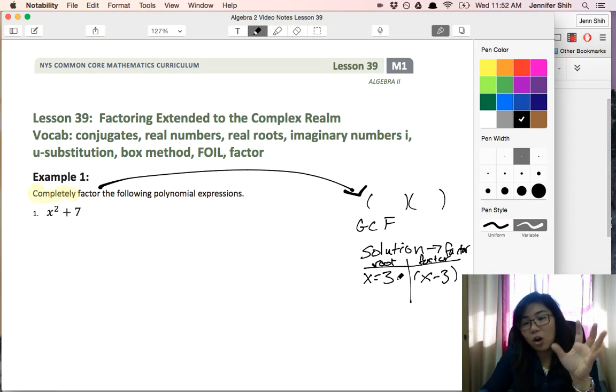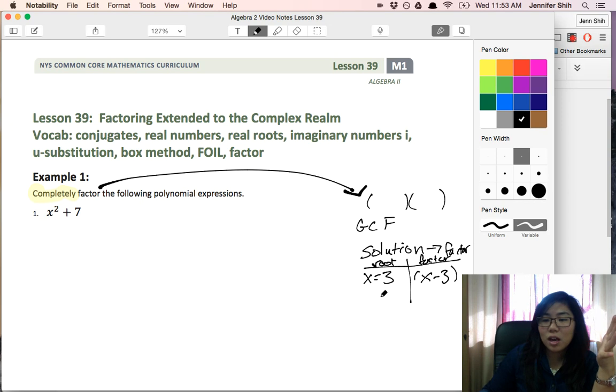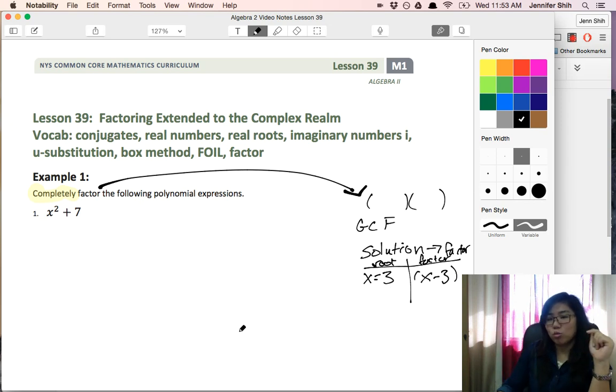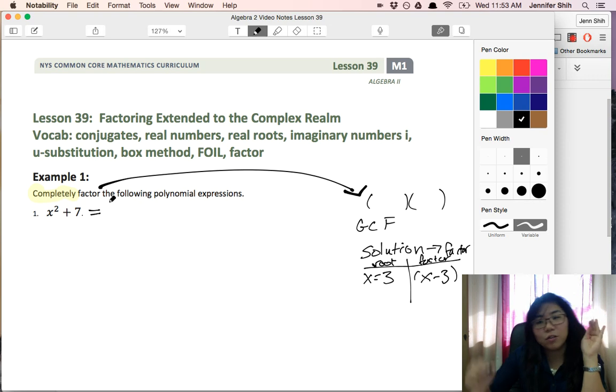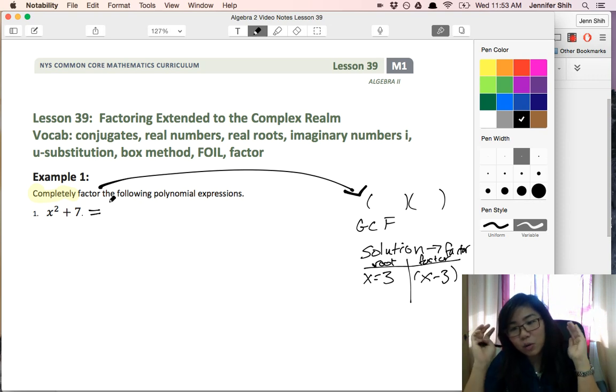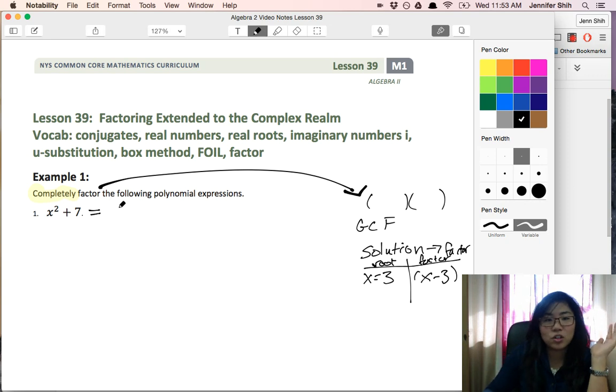So we would take our solution or our root, and we would move it over to the other side of the equal sign, and we would have a factor. So let's try that approach where we find a root, and then we will be able to write the factor for it. And that's how we are going to factor this today. Okay. So let's find the solution, and then we'll change it into a factor. If you're annotating, that's what you can write down. First, we are going to find the solution, and then we are going to make a factor.